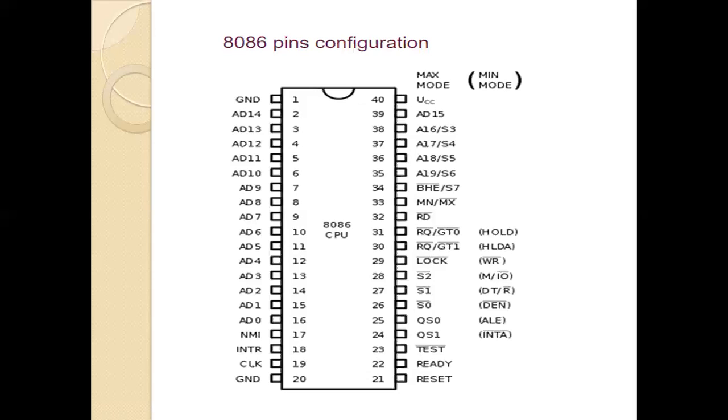Next is reset. Reset is available at pin number 21, and it is used to restart the execution. This pin is active high for the first 4 clock cycles to reset the microprocessor. Next is INTR, pin number 18. It is an interrupt request signal which is sampled during the last clock cycle of each instruction to determine if the processor should consider it as an interrupt or not.